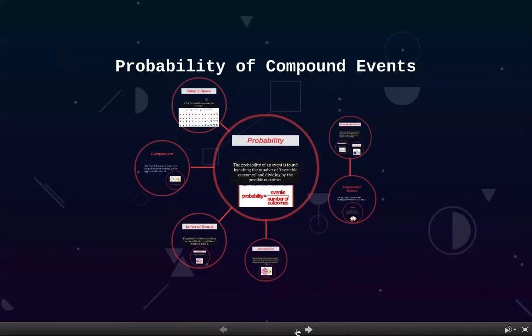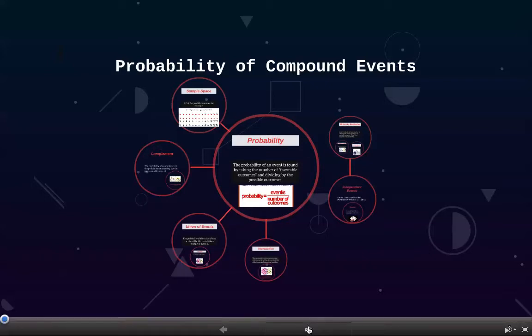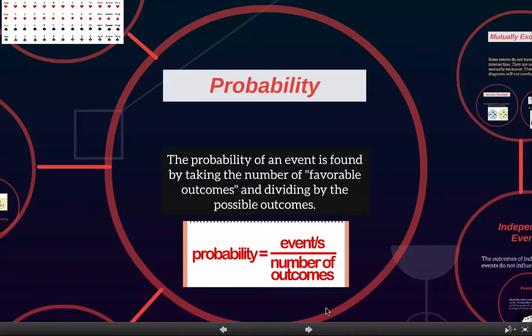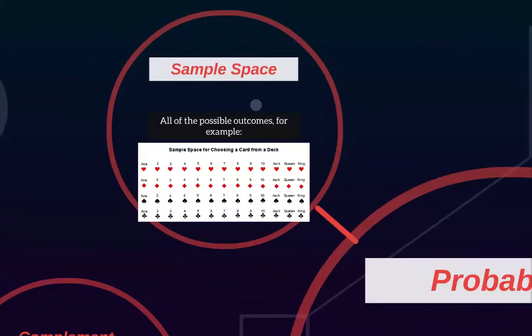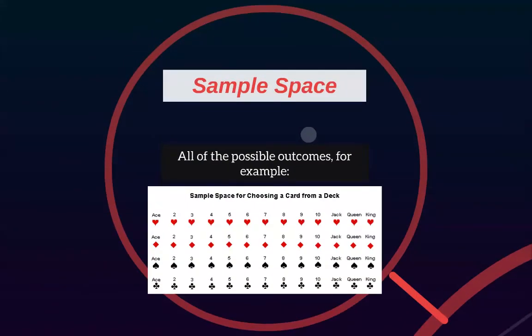Okay, so we're talking about the probability of compound events. You've done some probability in Algebra 1. We're going to go a little bit farther with it. Just to review some of the basics here, probability of an event, we take the number of favorable outcomes, so what we're looking at, and dividing it by the number of possible outcomes. The possible outcomes are referred to as the sample space.